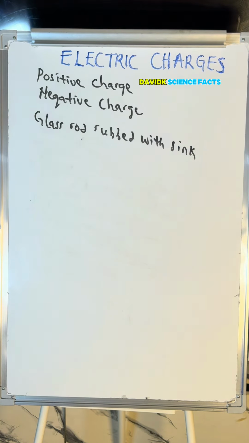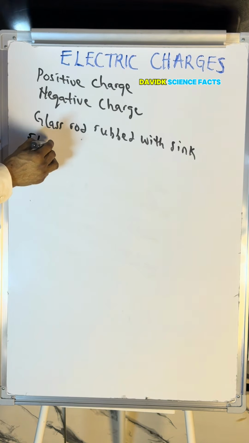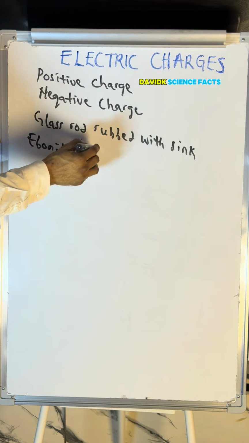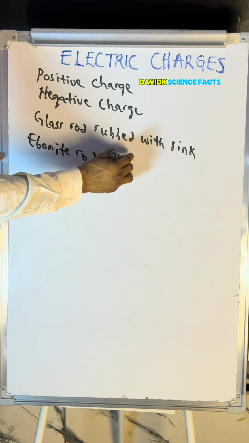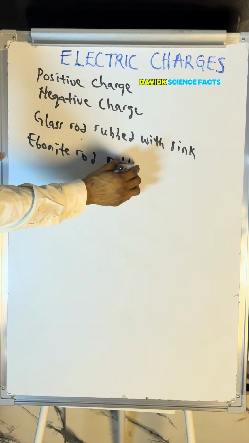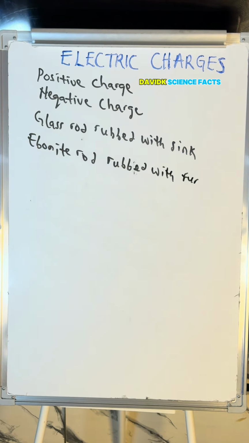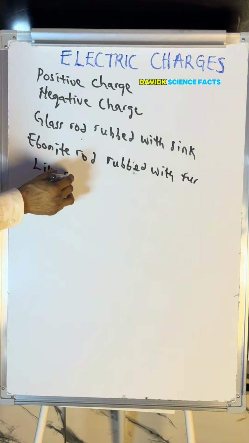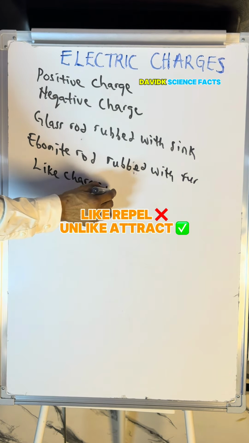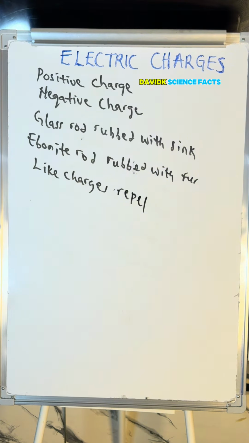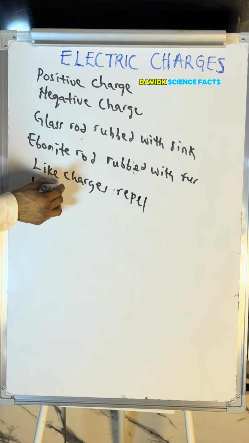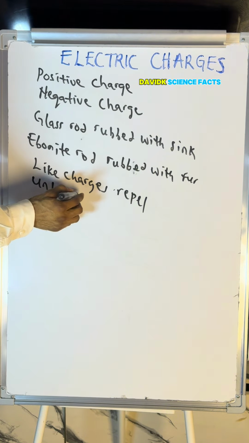Example of negative charge, we have ebonite rod rubbed with fur. So take note of that. Note, like charges repel, unlike charges attract.